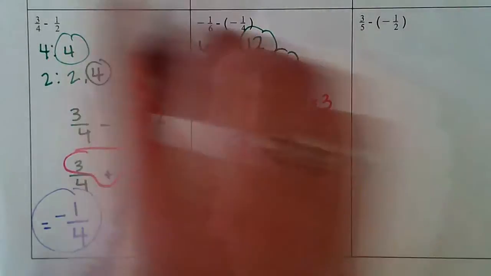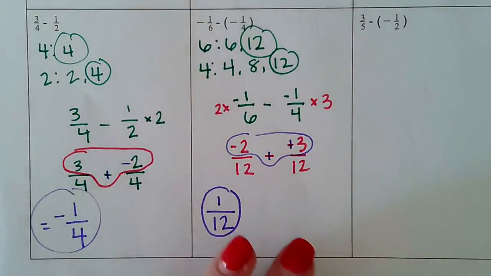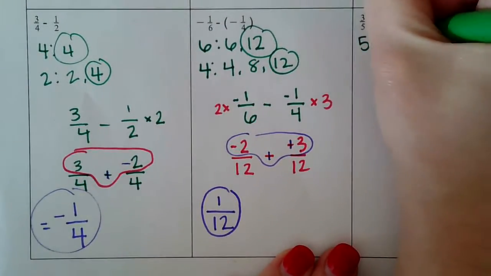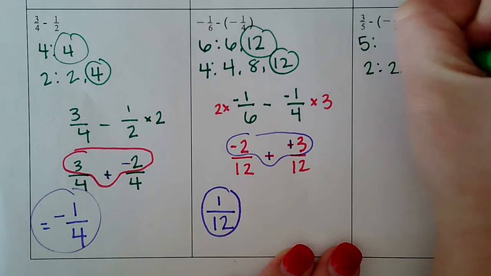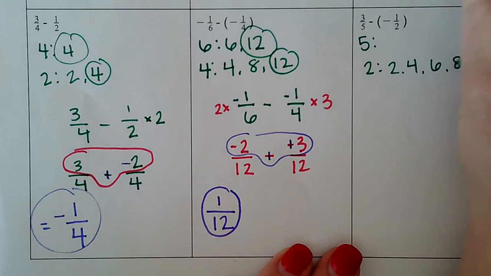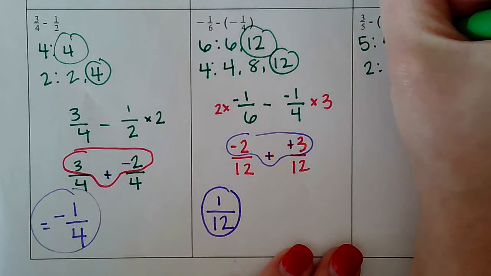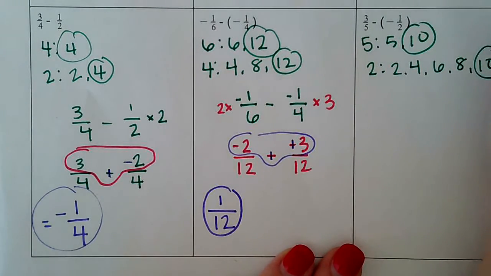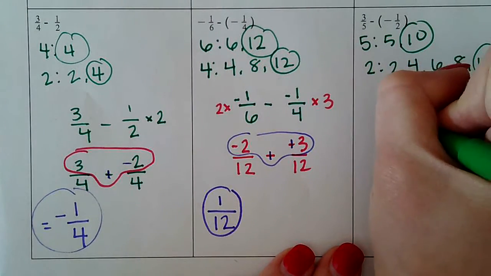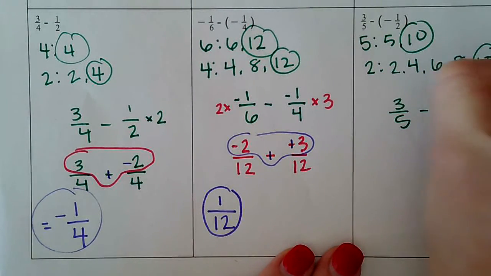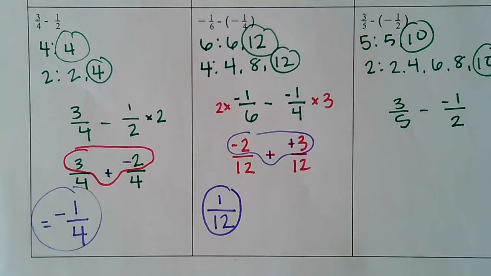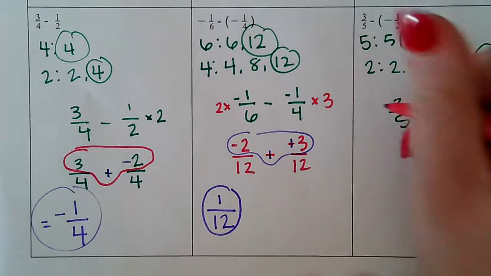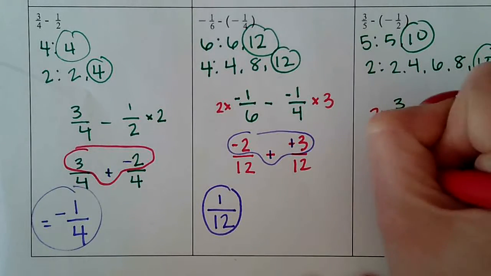Last one for today. We've got 2 new denominators. Again, they do not match, so I need to go ahead and determine what I can use instead. I've got 10 here. So I rewrite my problem, attach my negative sign to my numerator. I know to get from 5 to 10, I have to multiply by 2.